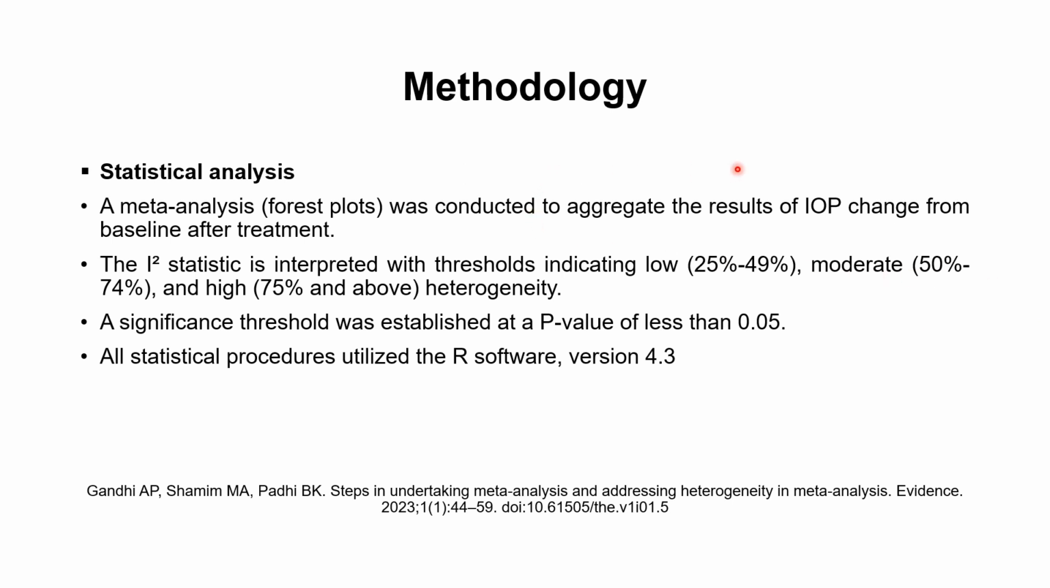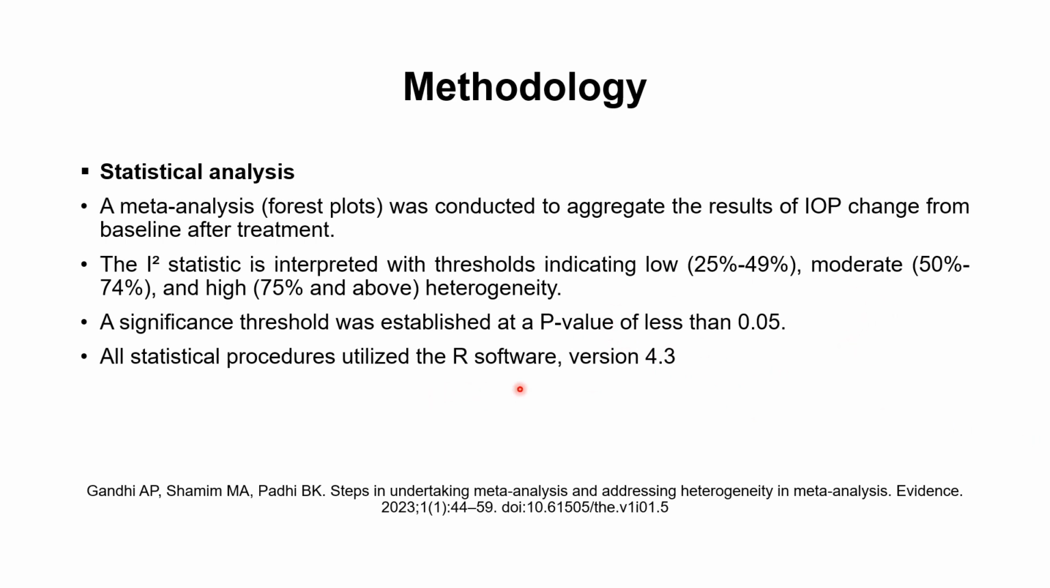We did a meta-analysis to aggregate the results of IOP change from the baseline after the treatment, and we also assessed the heterogeneity in our results by presenting the I-square results. If the I-square results were from 25% to 49%, this indicates low heterogeneity, 50 to 74% indicates moderate heterogeneity, and above 75% indicates high heterogeneity. Statistical significance was set as p-value less than 0.05, and we did all the meta-analysis using our software.